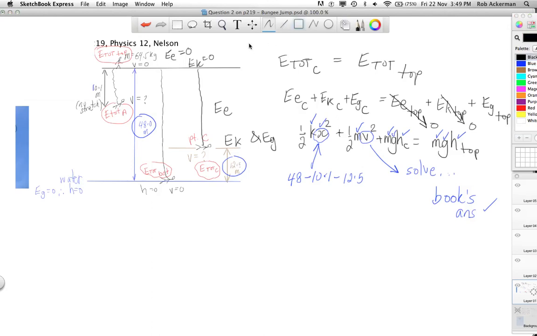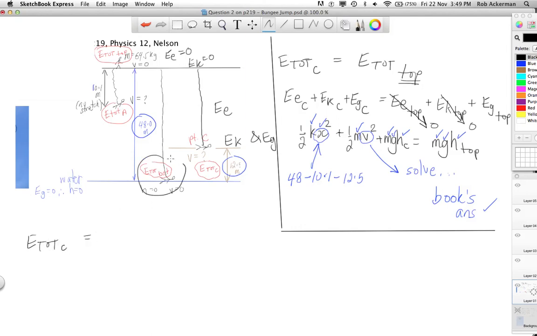I'll just box this off, or draw a line here. What this student did was, instead of choosing the top for comparison, she said E total at C, she's going to compare it with the bottom down here, which was a logical enough place because look at all the nice things that happen. At C, we just have the same information as here. So I'm just going to copy that and paste it in here. And that's equal to E total at the bottom.